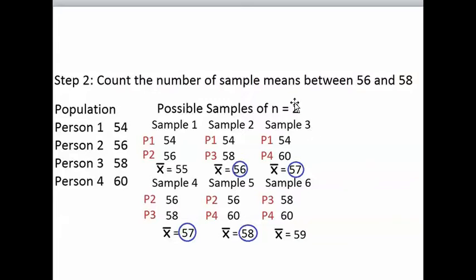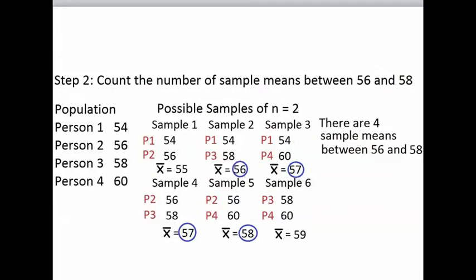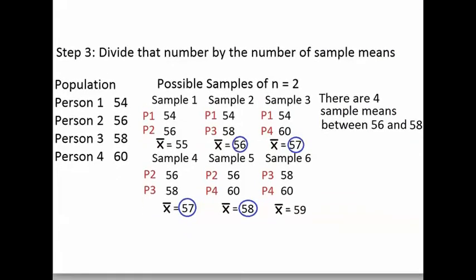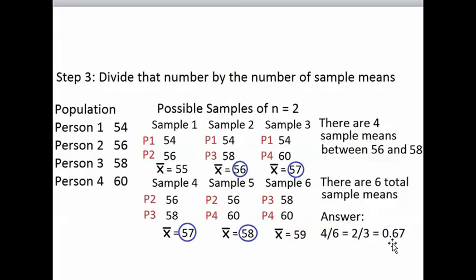So we have the answer for step 2. We know that 4 out of 6 possible samples have a sample mean between these 2 numbers. Now we can move on to step 3. In step 3, we just divide 4 by the total number of sample means, which is 6. And our answer comes out to 0.67. When you divide 4 by 6, you get 0.67. And as a fraction, our answer is 2/3.